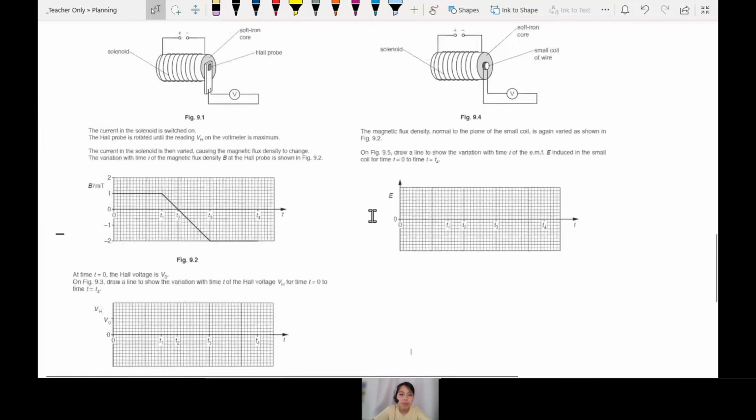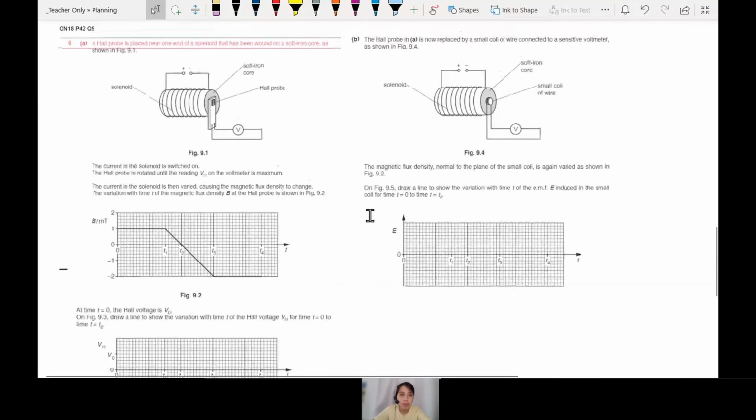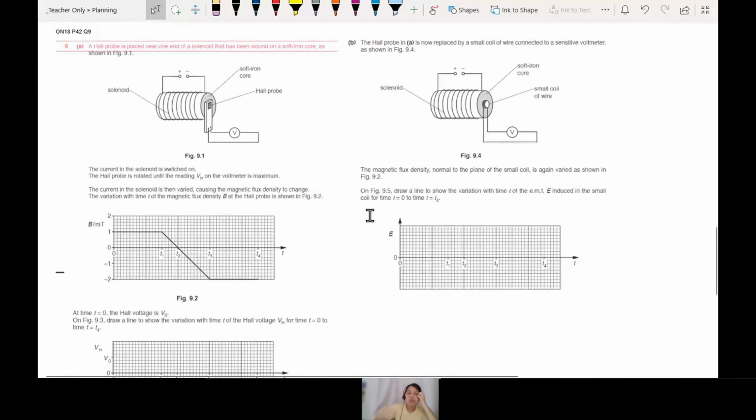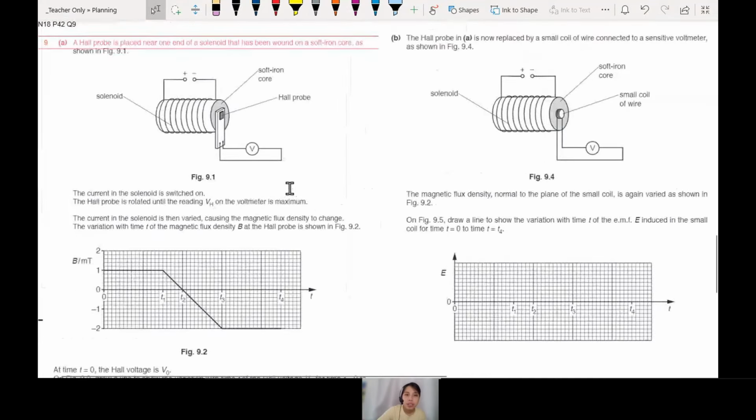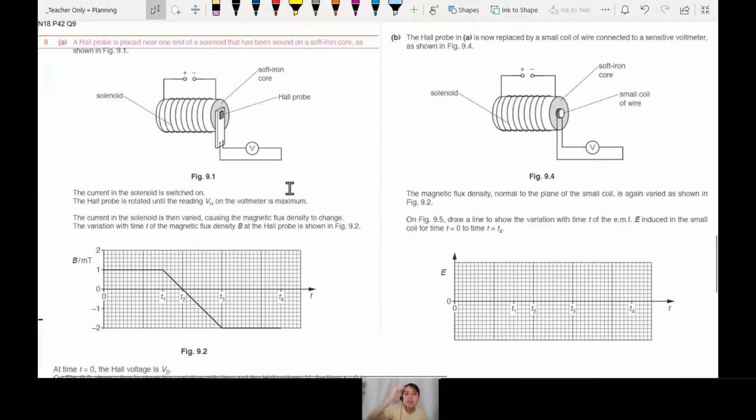There. This is two parts to a question, ON18 P42 Q9. They look almost the same, but they're actually different things. On the left side, pay close attention to this. What are you measuring? Why is there a Hall probe? What is the Hall probe for? The Hall probe's purpose is to measure B.